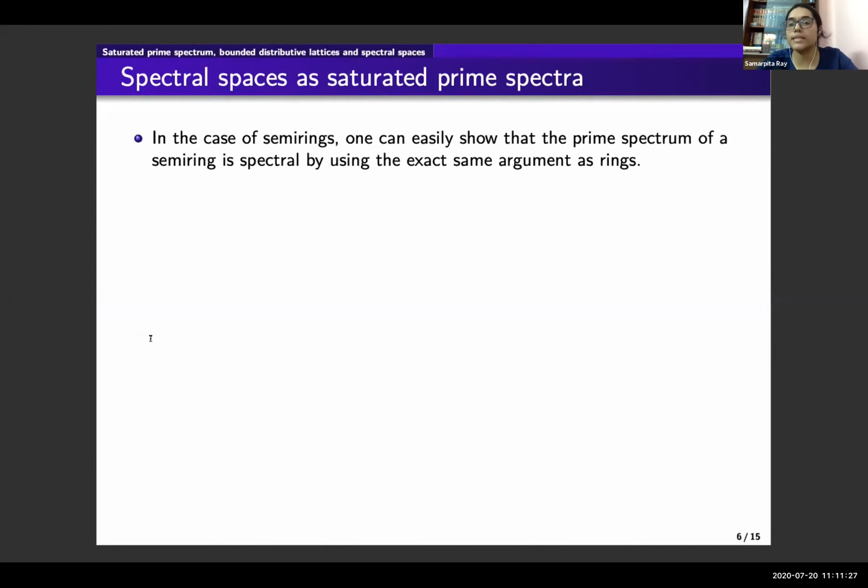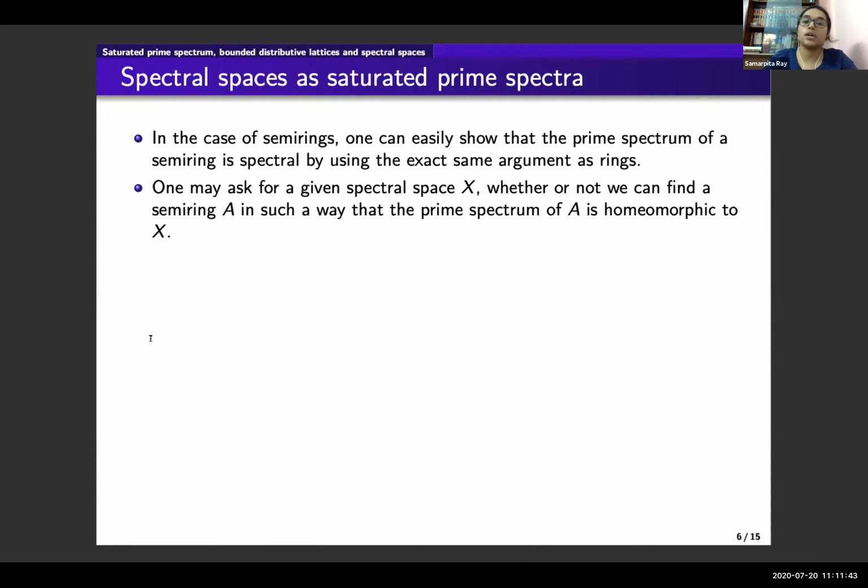So we start with a very simple question. Let's forget about idempotent semirings and just talk about semirings first. We ask this first question: is it true that the spectrum of a semiring is a spectral space? And the answer is yes, and the arguments are pretty much the same as those for rings. So we ask the converse: is it true that given a spectral space X, we will have a semiring whose spectrum is homeomorphic to X? And that is also kind of tautological because all rings are semirings.